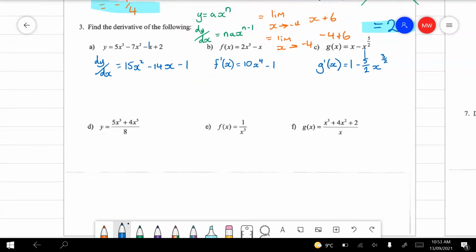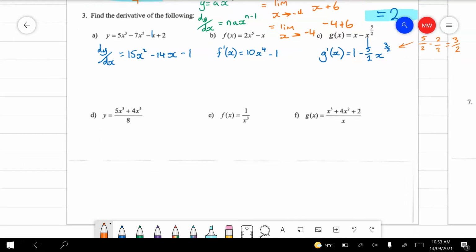So again, this little bit here, if you lost me there, okay, is just 5 halves minus 1. And remember that we'd better write 1 as 2 halves, so that became 3 halves. So that's back to fractions there.